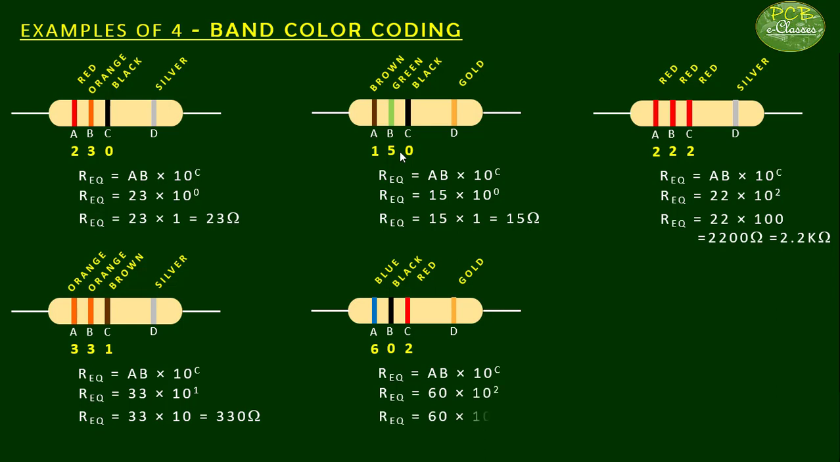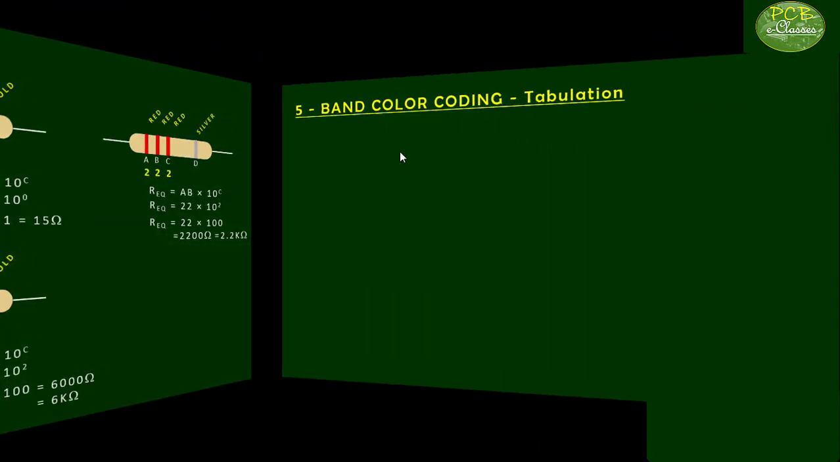So it gives rise to 60 into 100, that is 6000 ohms, or we can write that as 6 kilo ohms. Fine. This is all about the examples of the 4-band color coding of resistor. Clear? Moving to the next one.